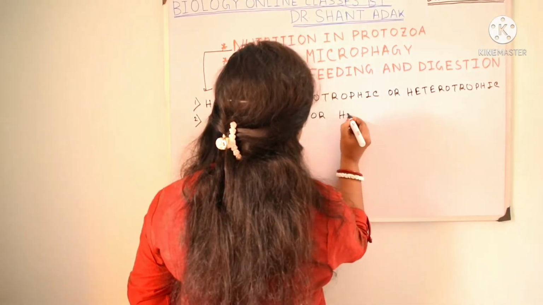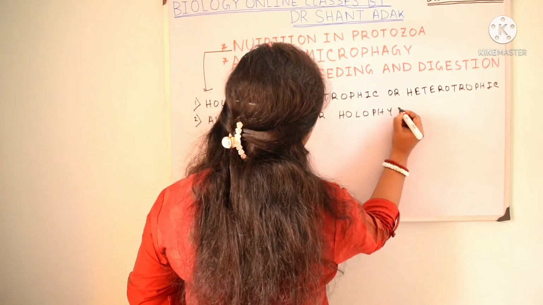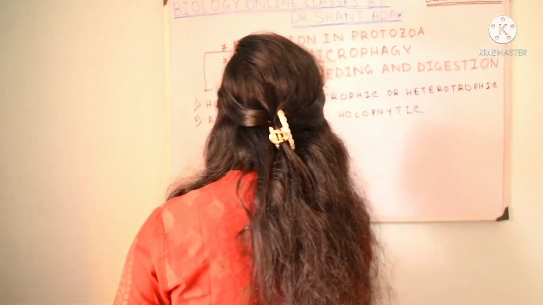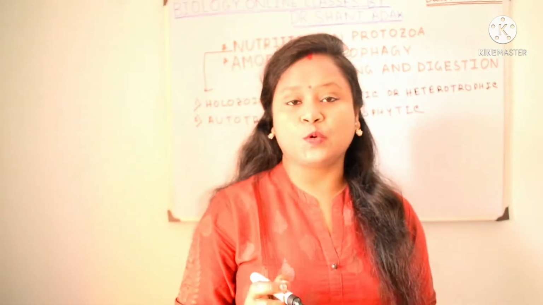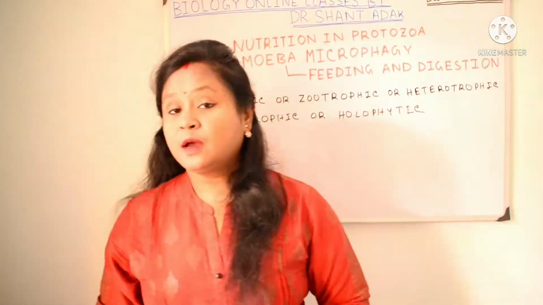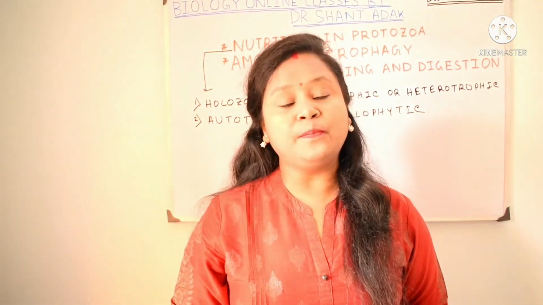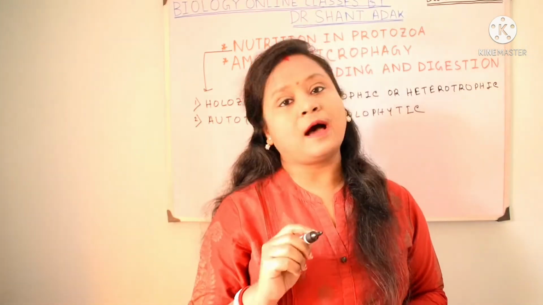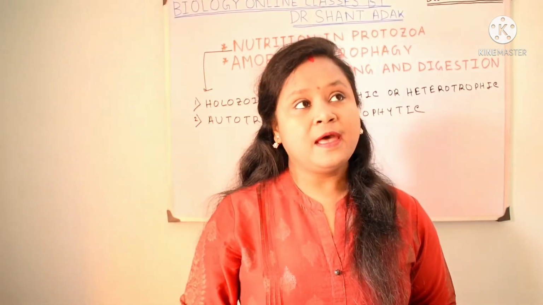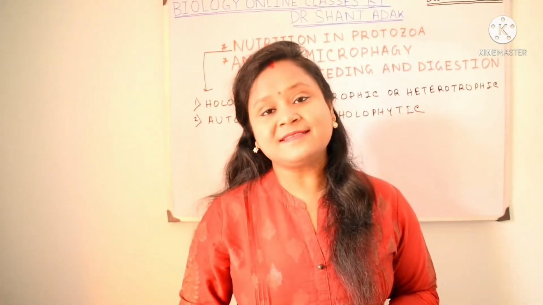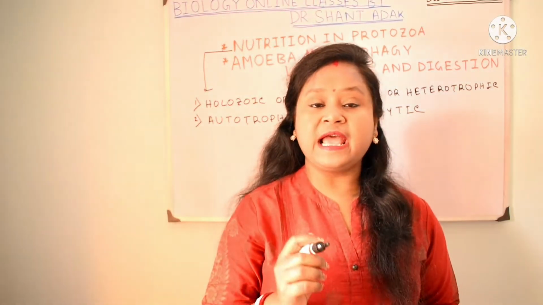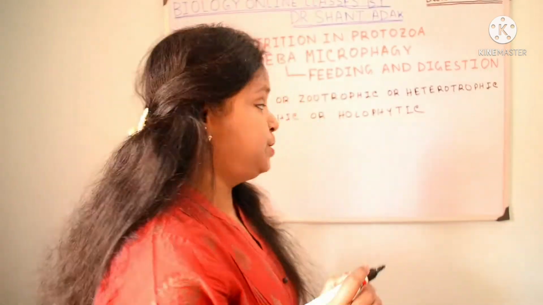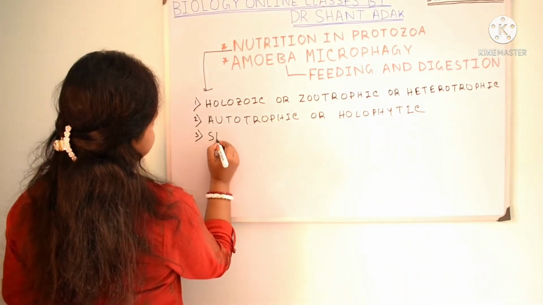or holophytic nutrition. So what is autotrophic or holophytic nutrition? Protozoa with chlorophyll can manufacture complex organic food, like plants, from simple inorganic substances, as found in Euglena, Noctiluca, etc. Some protozoa have no chlorophyll but have chlorophyll-bearing algae such as zooxanthellae or zoochlorellae, which manufacture food for the host. Then comes the next type of nutrition, saprozoic nutrition.